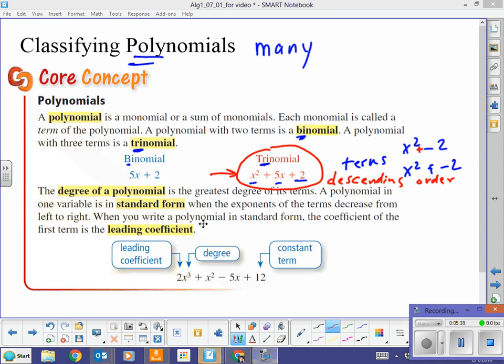When you write a polynomial in standard form, the coefficient of the leading term is called the leading coefficient. So let's look at this 4-term polynomial here. This is a third degree polynomial. Its leading term is 2x cubed. This is the leading term. And the leading coefficient is the coefficient of that leading term. So in this case, the leading coefficient is the 2. Okay, so there's some vocabulary things for you. Lots of vocabulary in this section, for better or worse. Sometimes that's easier for you guys.